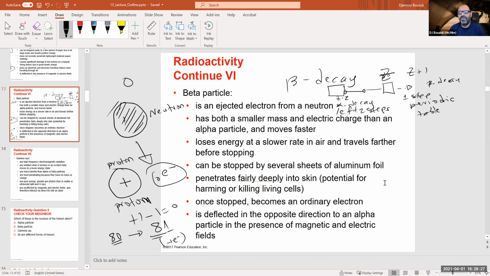Okay, penetrates fairly deep into skin, potential for harming or killing living cells. So it really could do a little bit of damage in here. Once stopped, becomes an ordinary electron, just floating in there, whatever it is. It's captured usually most of the times by atoms. Is deflected into the opposite direction of the alpha particle because it has a different sign. It's a negative sign. Okay.